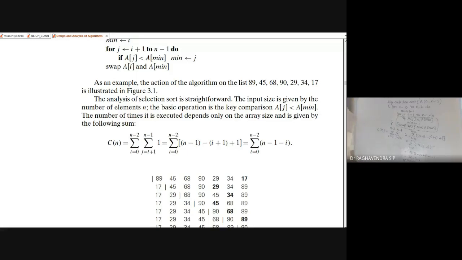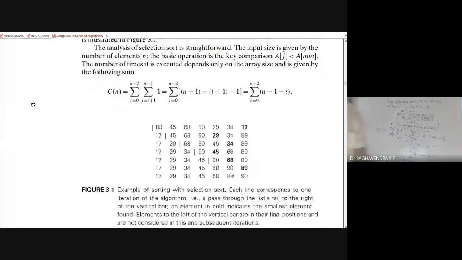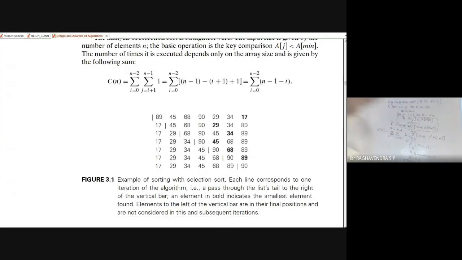Okay? Okay. So now this is the example. Okay, so shall I rub the board? Yes, sir.